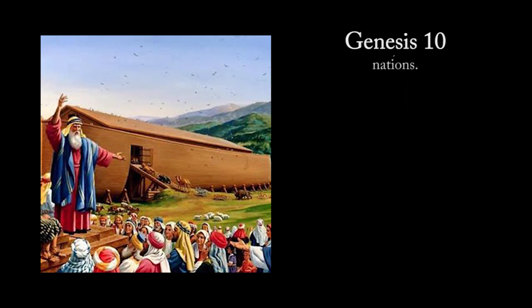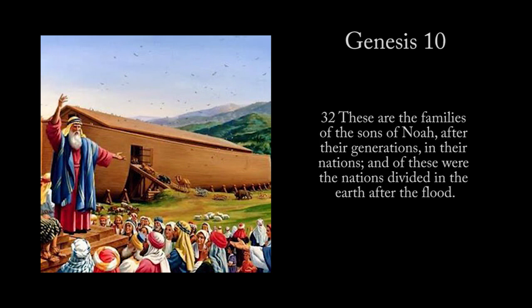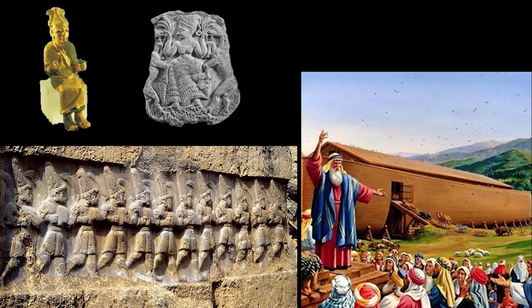This culminates to verse 32, where it says, "These are the families of the sons of Noah after their generations, in their nations. And of these were the nations divided in the earth after the flood." The 70 sons of El and Asherah, that fathered all of the nations of the earth, is identical to the later story of the 70 sons of Noah, that fathered all of the nations of the earth.